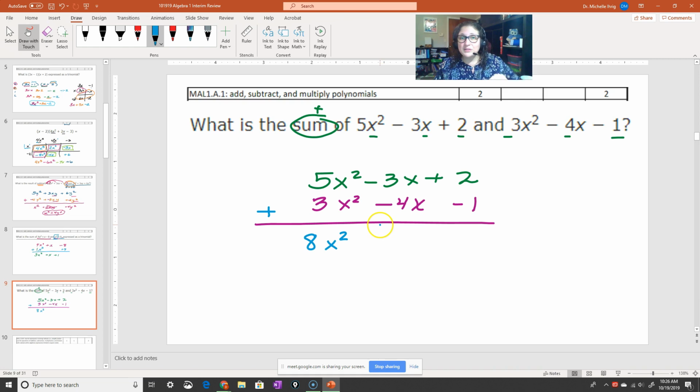-3 and -4 is you owe your dad $3. Then you owe him $4 more. How much money do you owe altogether? 3 and 4. You owe $7. But of course, dude, use a calculator. And then +2 minus 1 is still going to be positive, but +1. And then that problem is done.